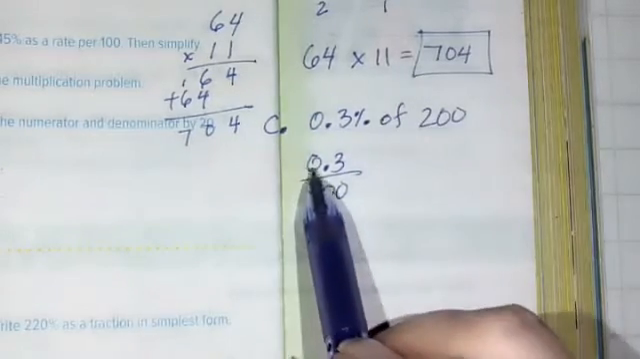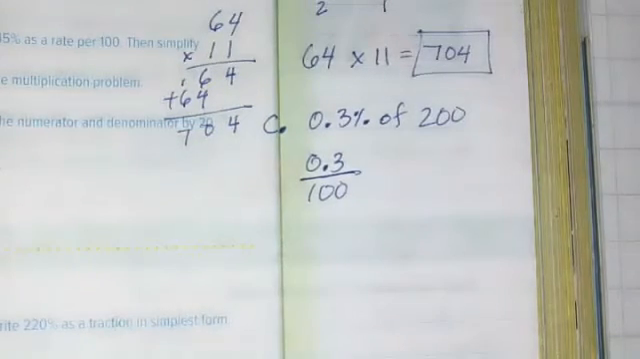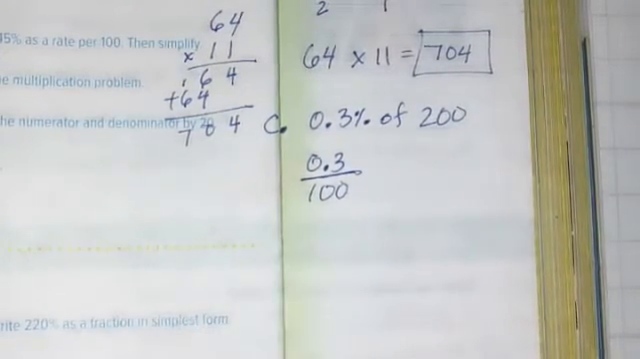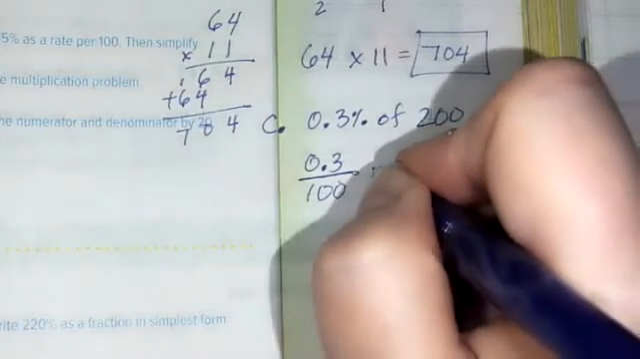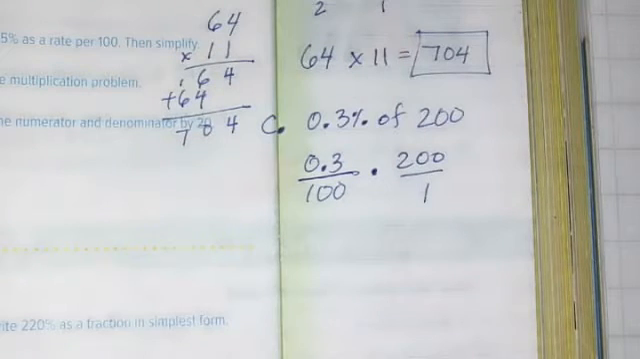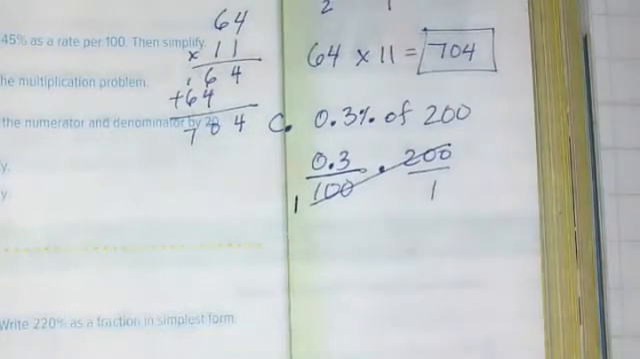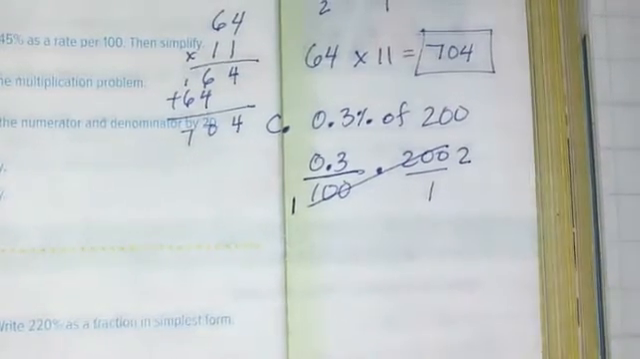0.3% means 0.3 per, that's our division line, our fraction bar, 100. Of means multiply, then I'll write my 200 as 200 over 1. Then I want to check and see if I can cross cancel. So I have 100 and 200. Those are both divisible by 100. 100 divided by 100 is 1. 200 divided by 100 is 2.